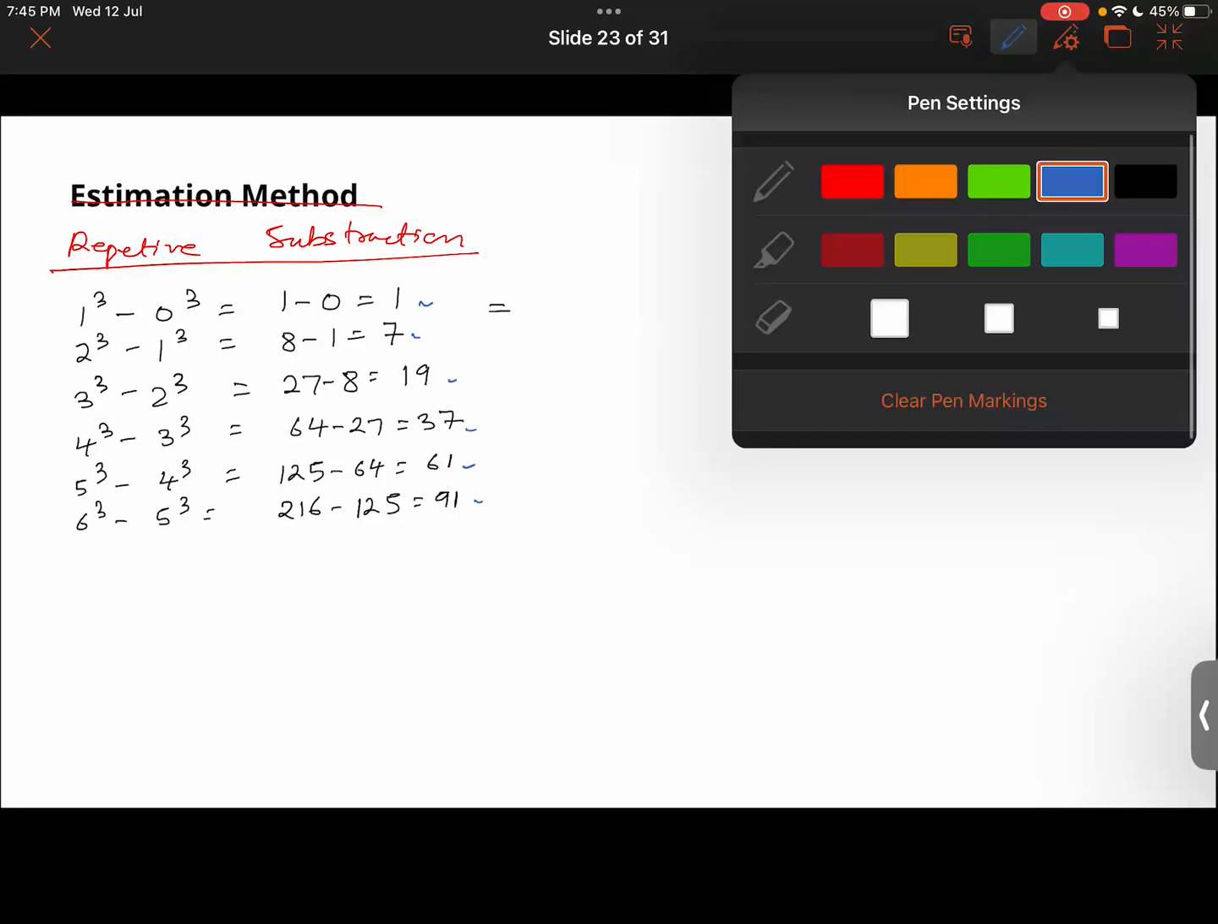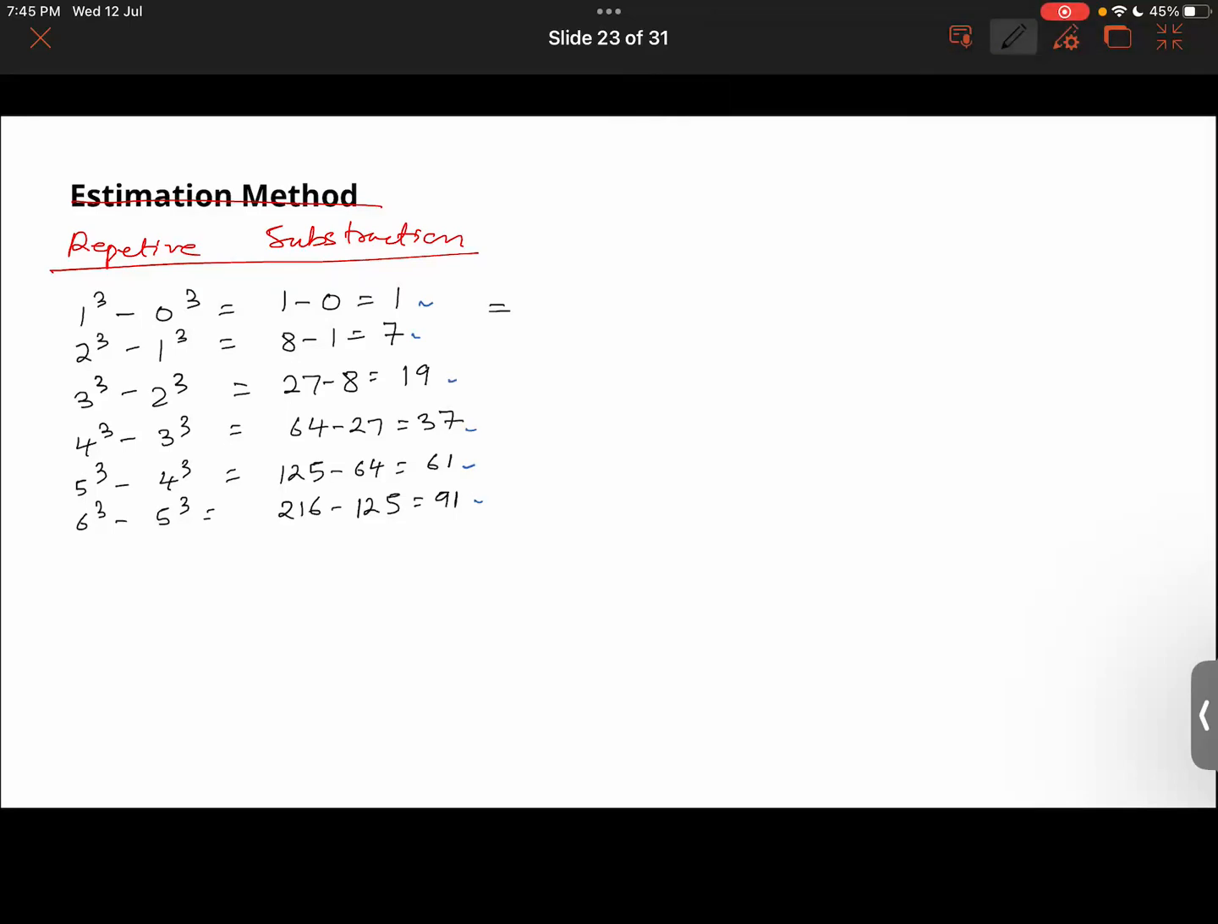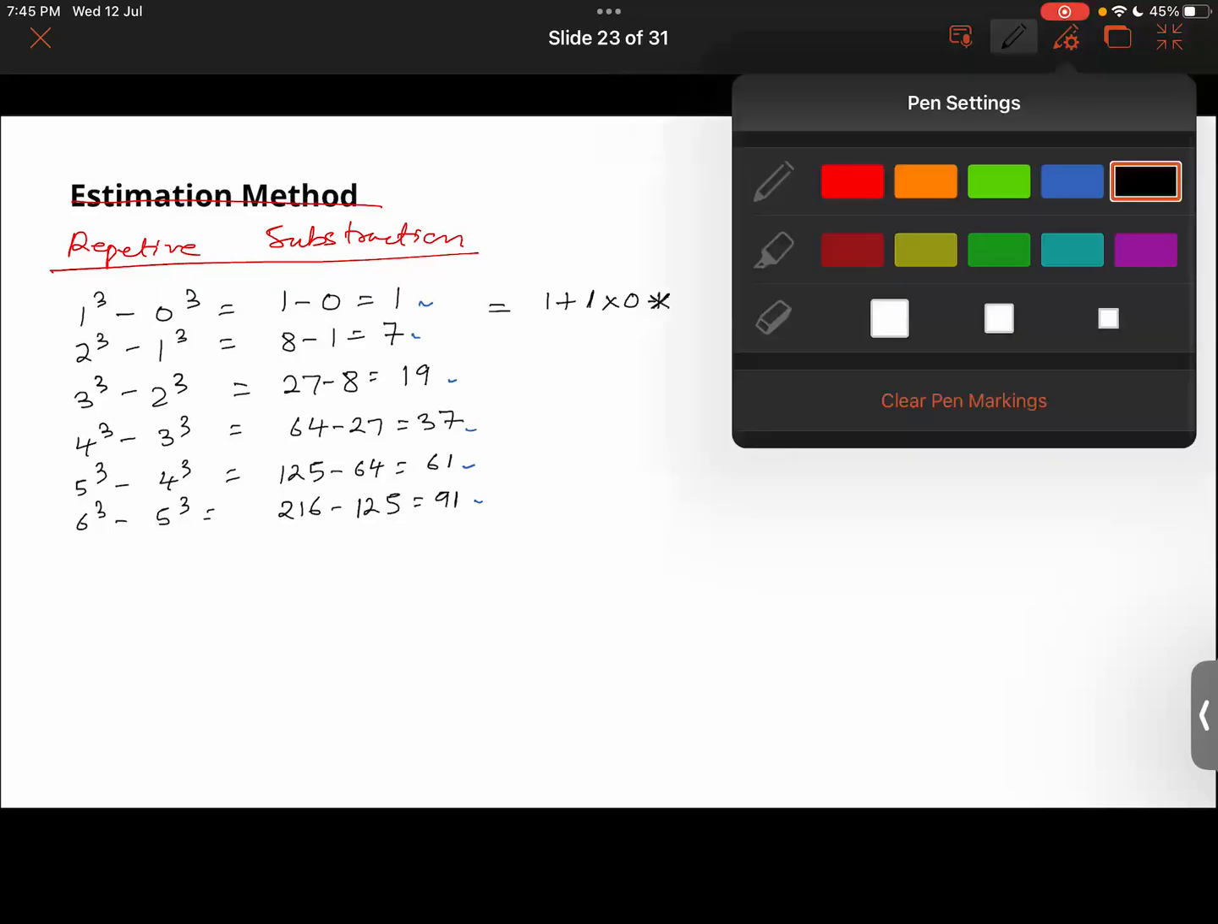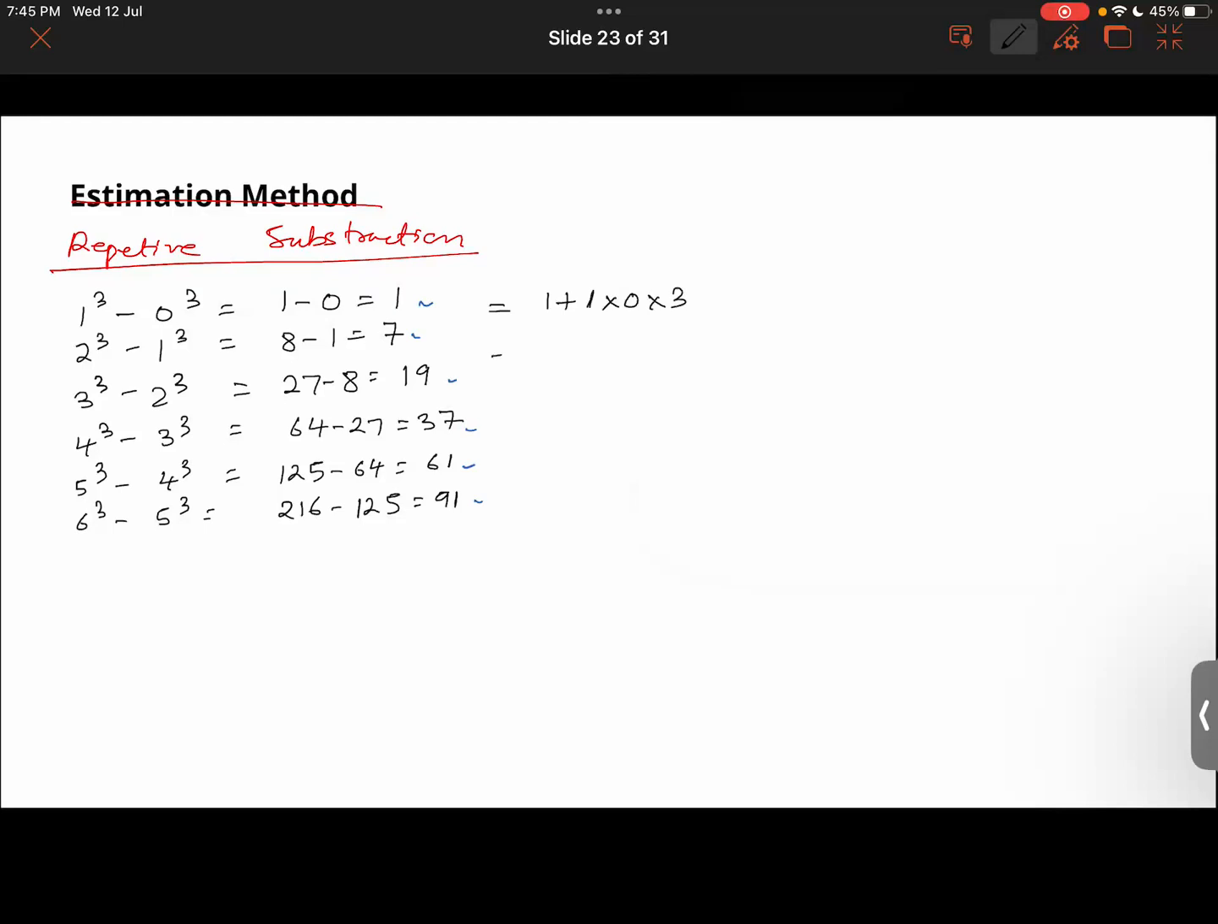or 91, can I not write them like this? Observe this carefully here. 1 plus 1 multiplied by 0 multiplied by 3. Can we write the numbers like this? Or what about this number? Can we write it like this? 2 plus 2 multiplied by 1 multiplied by 3. Can we write the number like this? If you see, the answer is 1 in this one. If you solve this one also, you get 7.